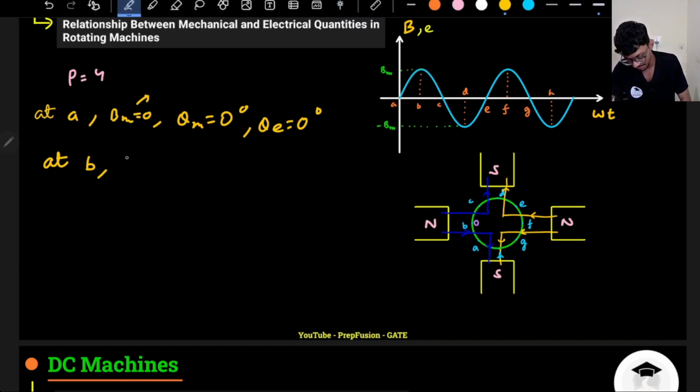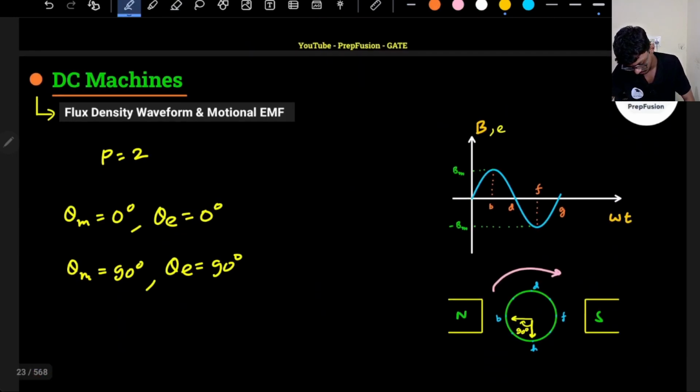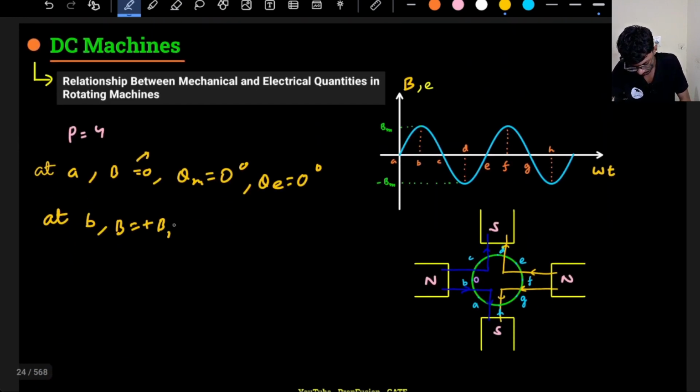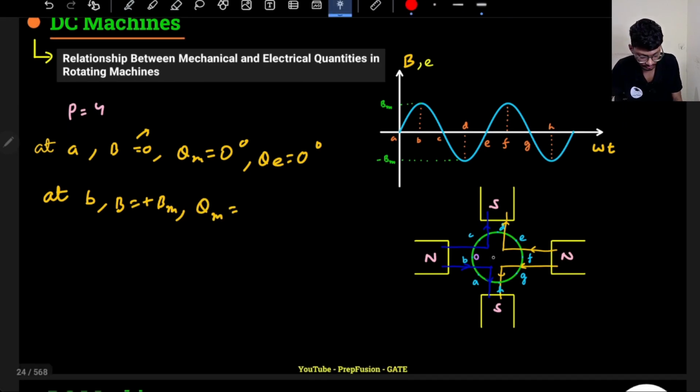So electrically, here B will be 0 at point A. Here B will be equal to plus Bm. So B will be equal to plus Bm. If B is equal to plus Bm, then theta m, physically how much have I rotated? Physically I have rotated from position A to this position by 45 degrees, right? So this is 45 degrees.